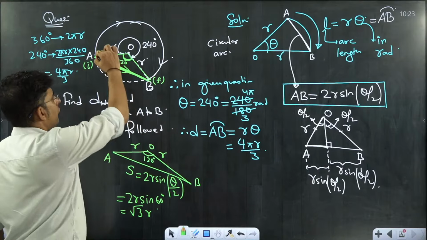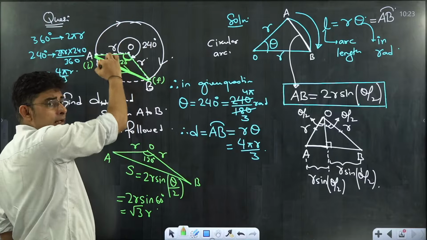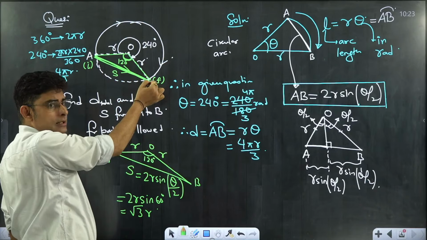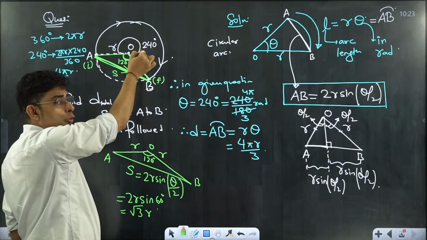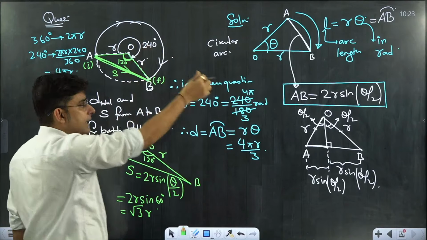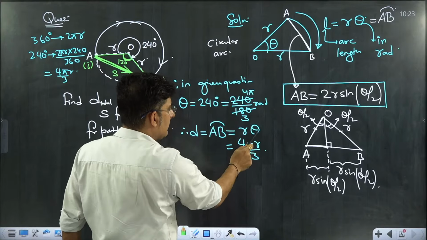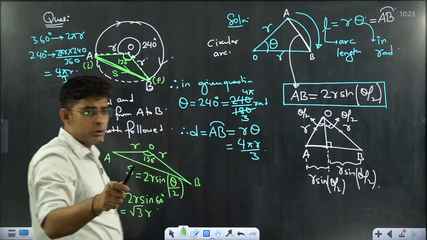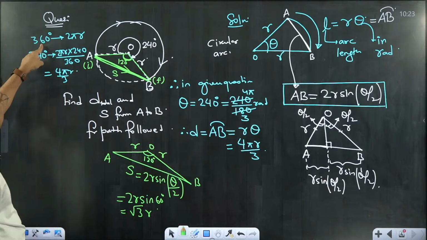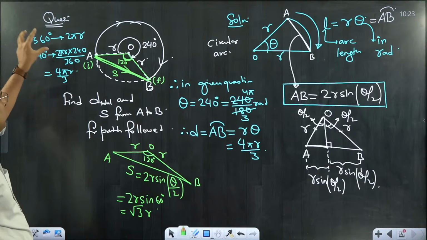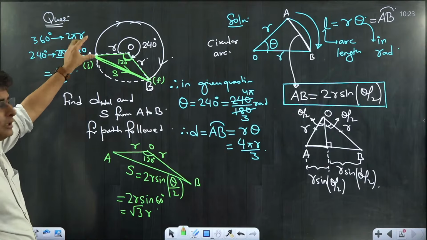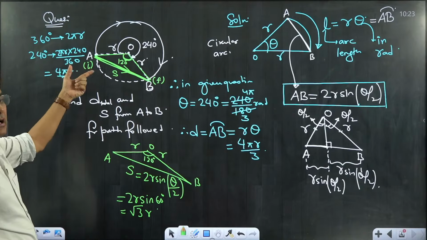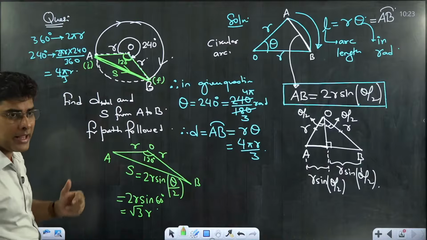So here when we are taking distance, we are taking the complete bigger arc. So the angle is 240 degree for distance. There I am converting it into radians and writing. If you don't want to convert in radian, you can use unitary method also. By 360 degree you cover 2 pi r. So in 240 degree how much will you cover? By unitary method you will get 4 pi r by 3.